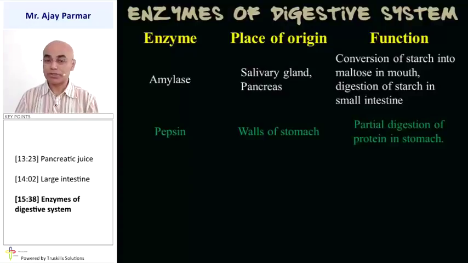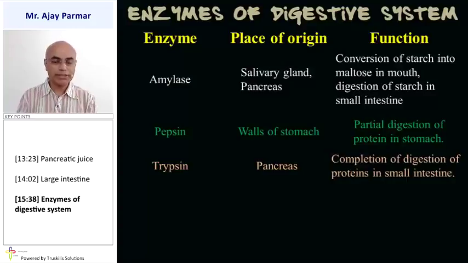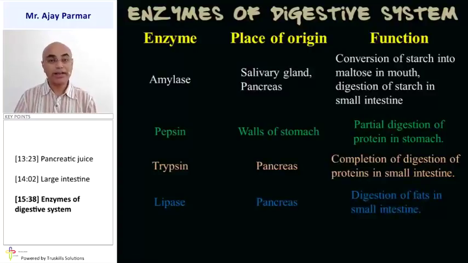Pepsin is produced in the walls of the stomach in the form of gastric juice, and partial digestion of protein takes place due to pepsin. Trypsin is produced in the pancreas and is responsible for the completion of digestion of protein. Protein will be converted into amino acids, as you know. And lastly, lipase is also produced in the pancreas, and is responsible for the digestion of fats in the small intestine.